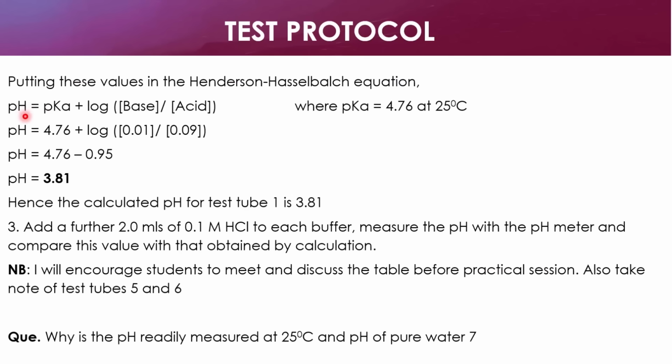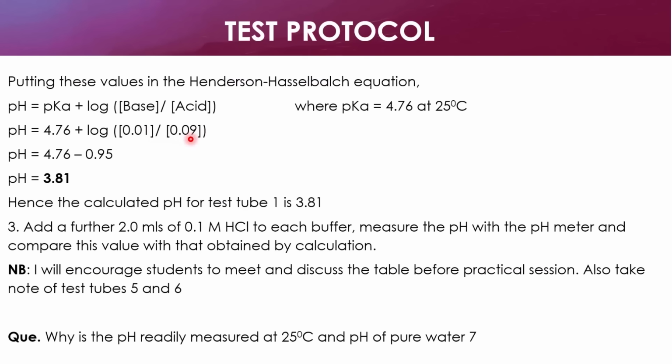When we are done with this, the third step says add a further 2 ml of 0.1 molar HCl to each buffer and measure the pH with the pH meter, and compare these values with those obtained by calculation. I will also encourage students to meet and discuss the table before the practical session, and also take note of test tube 5 and test tube 6.